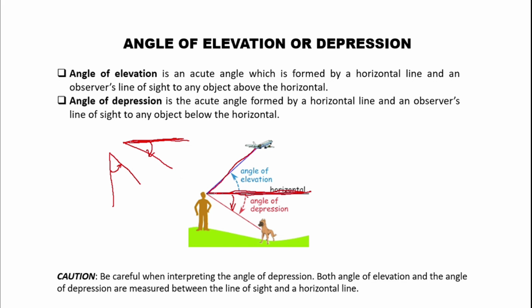So take note, ang pag-create ng angle is from here going up and here going down. So take note, mali po ito. Dapat ganito. That is the reference formed by the horizontal line and observer's line of sight. Alright, so that is all about the definition of angle of elevation or depression. So take note, horizontal line forming up and forming down.